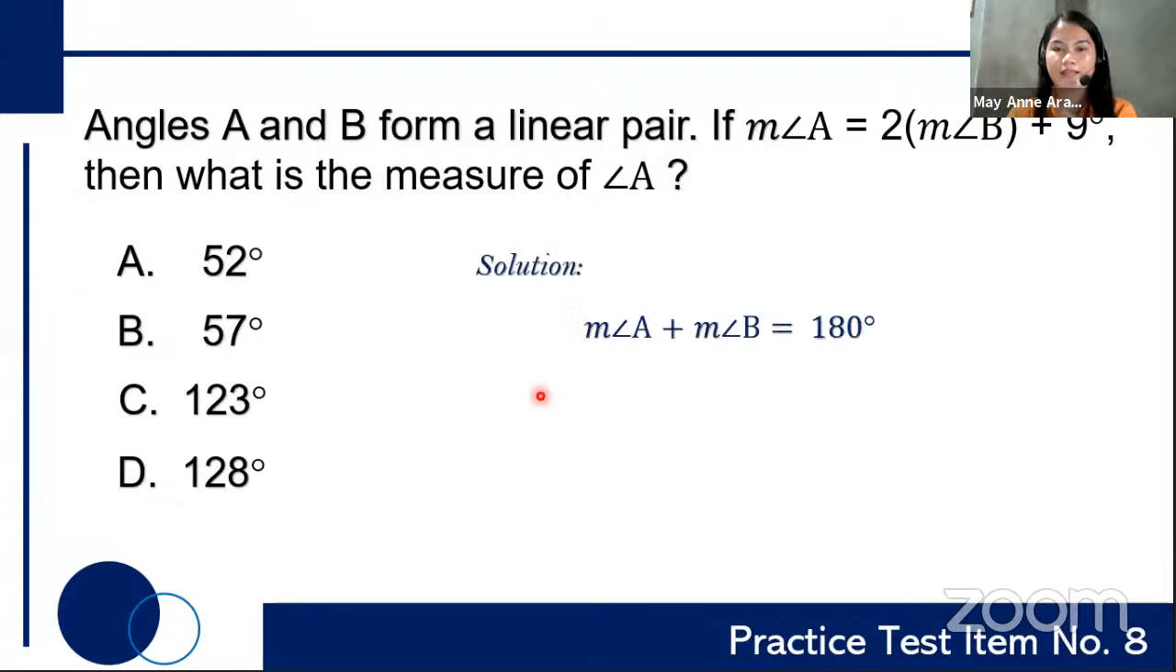So measure of angle A plus measure of angle B is 180 degrees. So we substitute the given value of the measure of angle A in terms of angle B. So that is twice the measure of angle B plus 9 degrees. We have here the variable. So this will serve as our variable, the measure of angle B. So we have 2 times measure of angle B plus measure of angle B. So those are our variables.